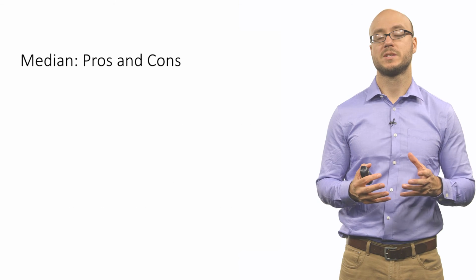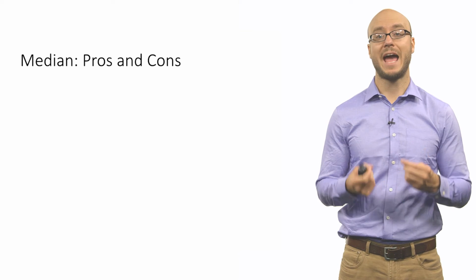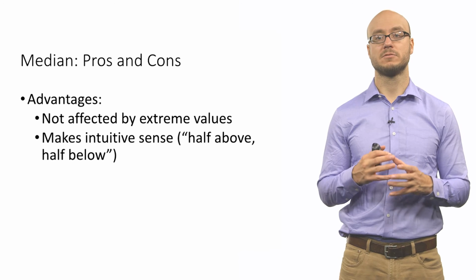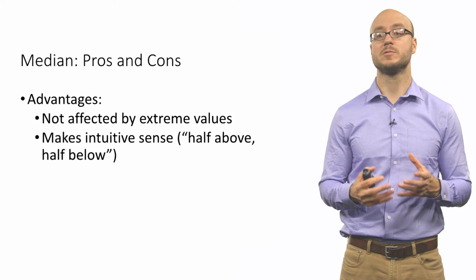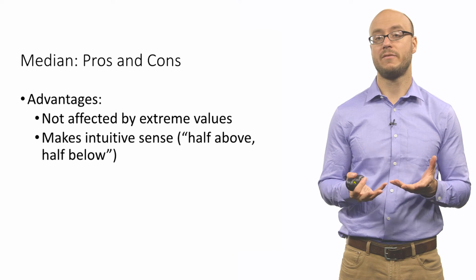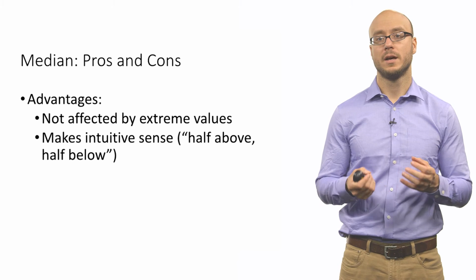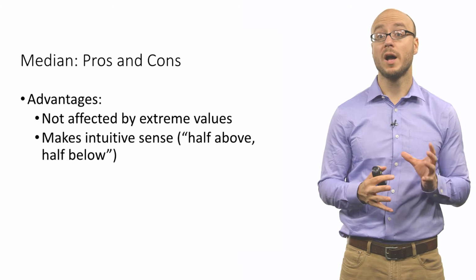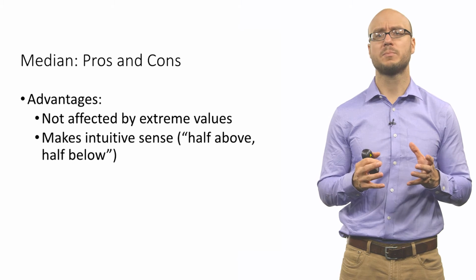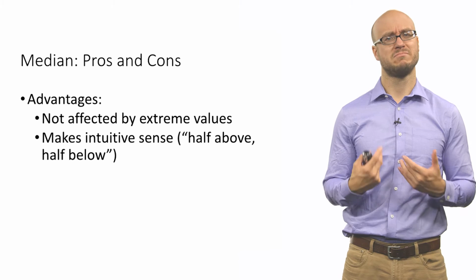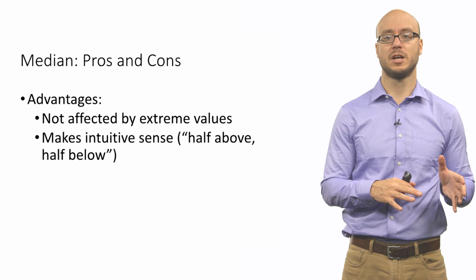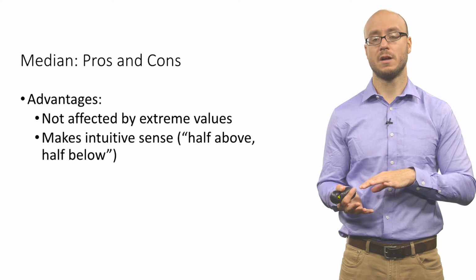The median, or the 50th percentile, has some advantages and disadvantages as a measure of central tendency. One of the advantages of the median is that it's not affected by extreme values or outliers in a set of observations. If you have an extreme value or an outlier, the median is going to be more robust. It's not going to be as sensitive to those extreme values as the mean. Another nice property of the median is that intuitively it makes a lot of sense, because the median is simply that number in which half of the observations are lower and half of the observations are higher.